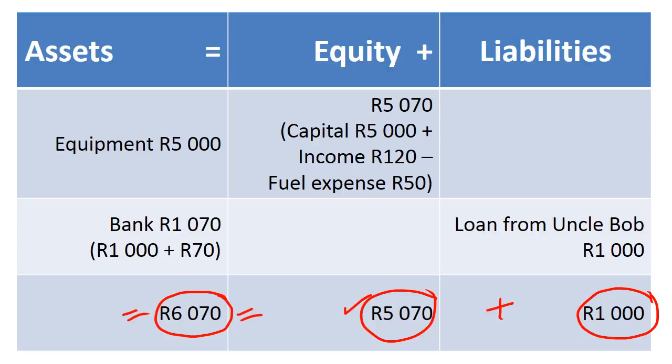Every transaction in the business has at least two effects that have to be recorded, and assets must always be equal to equity plus liabilities.